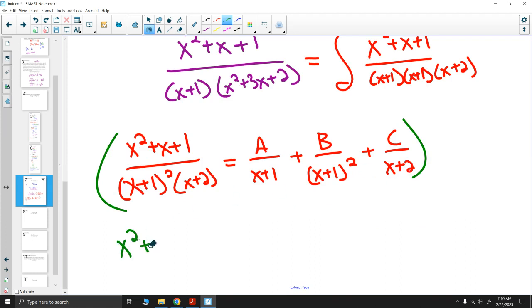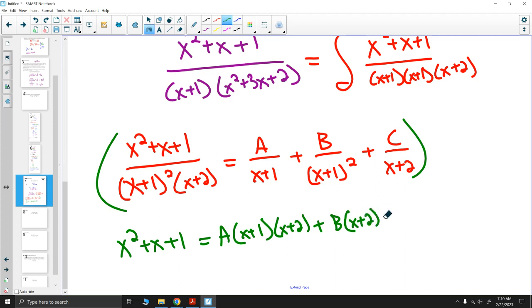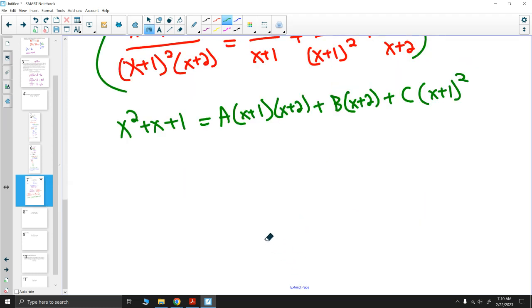That will give us x squared plus x plus 1 is equal to a times x plus 1 times x plus 2. Because one of the x plus 1's cancel, we're multiplying everything by this thing. Plus b times x plus 2 plus c times x plus 1 squared. Okay, so now these things can really lead to a lot of mistakes if you are not super careful with your multiplication. So you just have to be super careful. Like, don't skip any steps if you are going to make a mistake on things, and even then, just be careful. So I'm going to FOIL these two out and distribute while I'm at it.